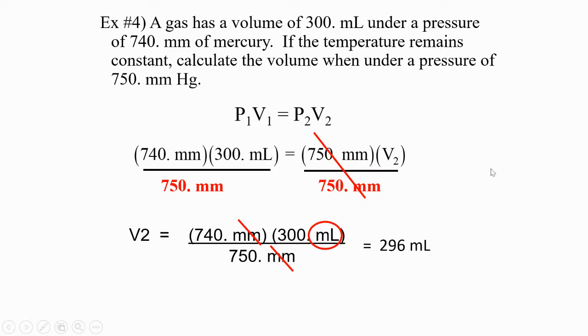We said that they are inversely related. As one goes up, the other goes down. Going from 740 to 750 is only a little bit of an increase. So what happened to my volume? It went from 300 to 296, a little bit less volume. So a little bit more pressure, a little bit less volume.